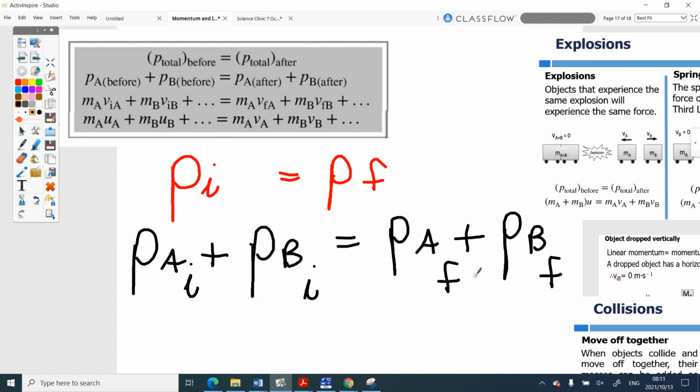Because this is a law. Remember we said the law, who can remember from yesterday, what was the law of conservation of linear momentum? The total linear momentum in an isolated system is constant. Why do we say linear? We only work with this or this at a time.